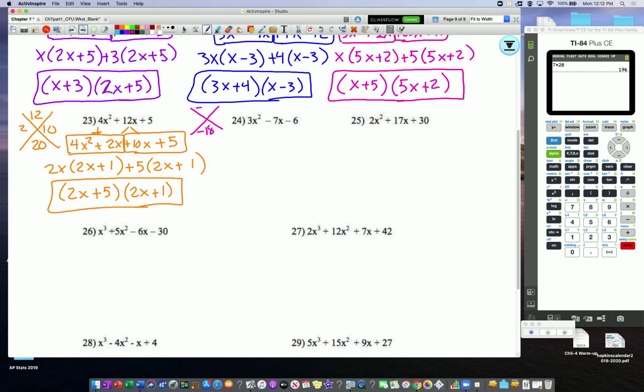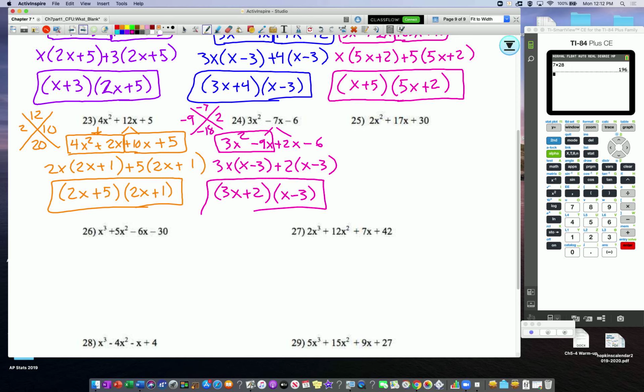All right, 3 times 6, crisscross, I get negative 18. Factors of negative 18 that add up to negative 7. How about negative 9 and positive 2? So I go negative 9x and 2x. So 3x squared minus 6. All right, so now I can group the first two together. 3x, so I get x minus 3. And this only has a 2 in common. X minus 3's. Combine the outside. 3x plus 2 times x minus 3, or sets of x minus 3's. Woo!